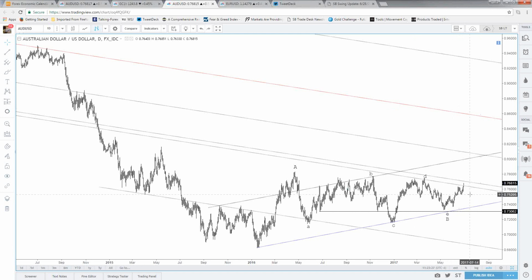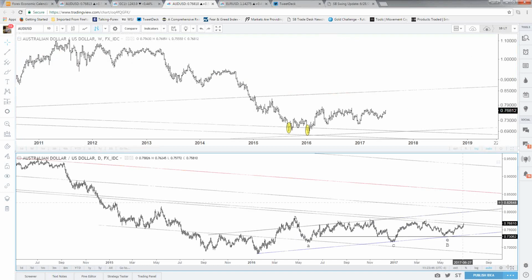Now, look, if it is 5 up and you get a bigger pullback, then fine, and we'll get in at even better levels at some point. But as it is now, I'd much rather be almost chasing, rather than thinking this is 5 up. Just my thought. Okay, that is Aussie.